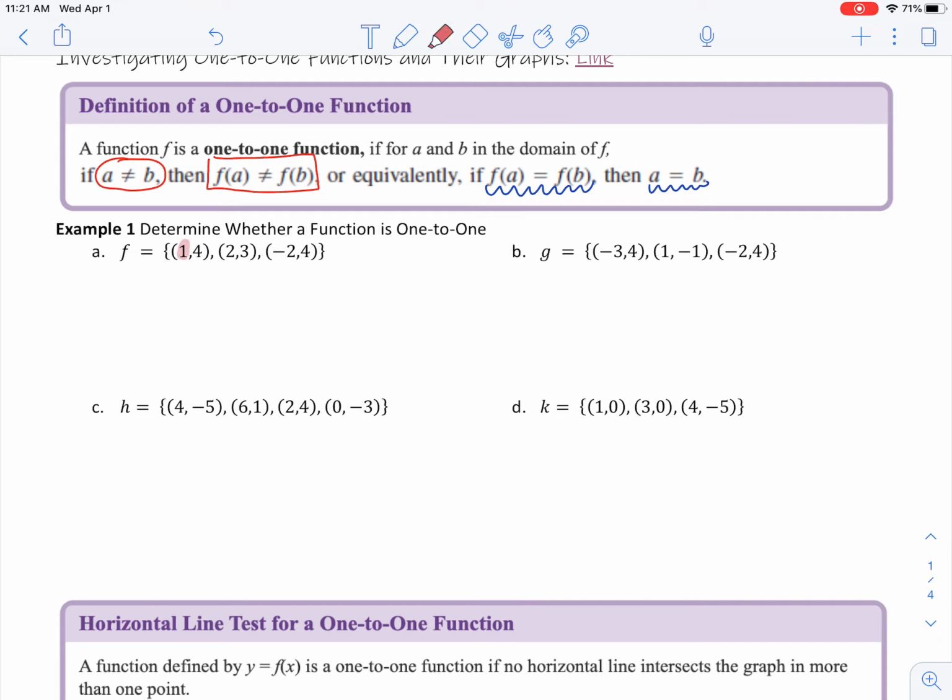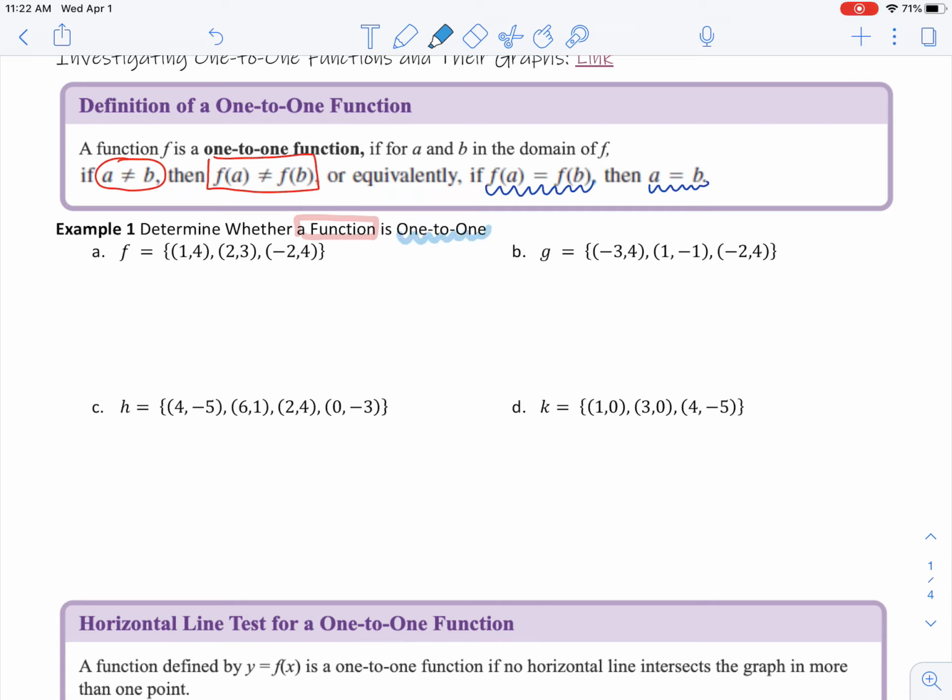First of all, let's see if they're even functions first. To see if they're functions, I'm going to just look at the x values. X is 1, 2, and -2. So is this a function? Yes, this is a function because it has all different x values. Let me look at the other ones too. -3, 1, and -2. That one also passes the vertical line test. All the x values are different. 4, 6, 2, and 0. All the x values are different. So that one is also a function. 1, 3, and 4. So A, B, C, D, they are all functions. And maybe I should have just trusted that, that they called all of these functions.